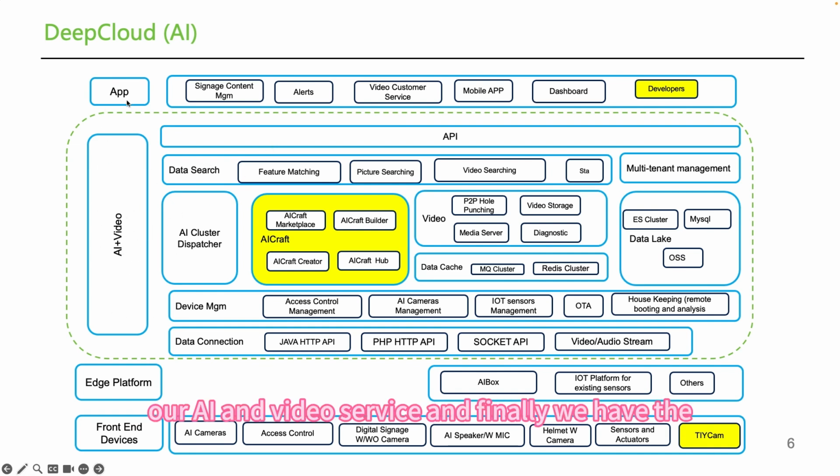And finally, we have the top level application, which is used by our users, which includes our mobile app, our dashboard, alert system, and our system content management. You might wonder what the yellow is, and the yellow is stuff that developers can build themselves that we provide the tools for. These mostly include our AI Craft and TinyCam.